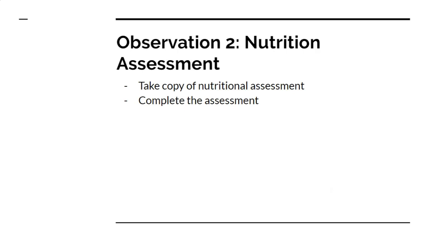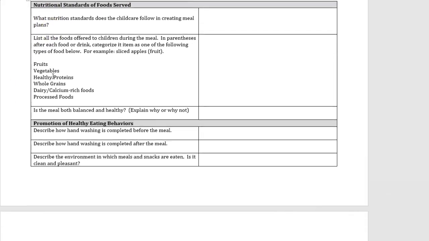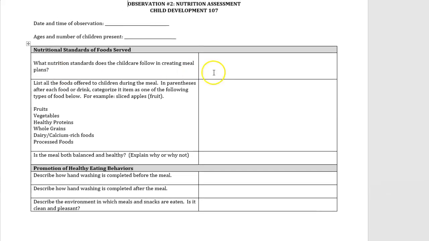Let me see if I could pull this up for you. So this is what it's going to look like. The observation, number 2, nutritional assessment, where you're going to put the time and date of your observation, and then the ages and the number of children present. And you're going to go through all of this and answer all these sets of questions. So in this space here, that's where you're going to put your responses to this.